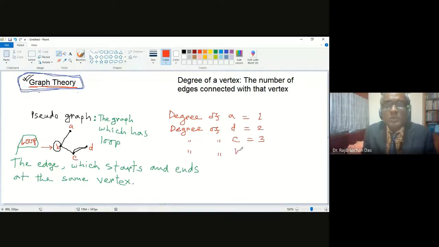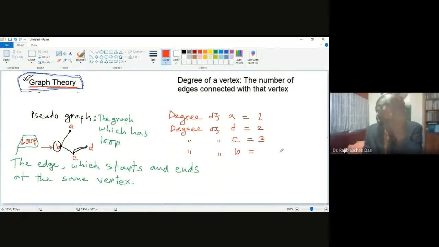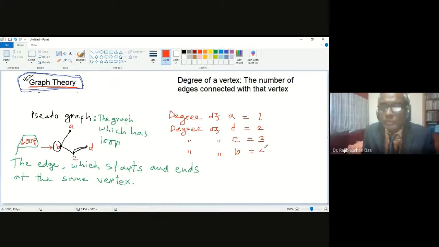If you think about B, now tell me how many lines are connected with the B point? 2, sir. 3, sir. Think. A loop is also included, right? A loop is also a line. So I think it is 3, sir. Okay, so actually the degree of B will be 4.